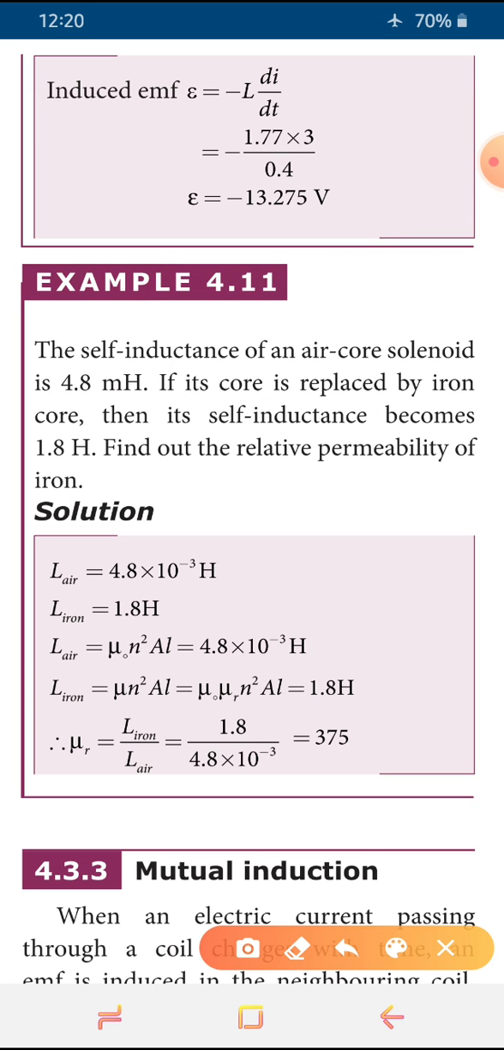So we got the average EMF induced in the solenoid, and the induced EMF and inductance are also calculated in this. After finding the inductance, we substitute it in the induced EMF. Okay, so have you understood, children?